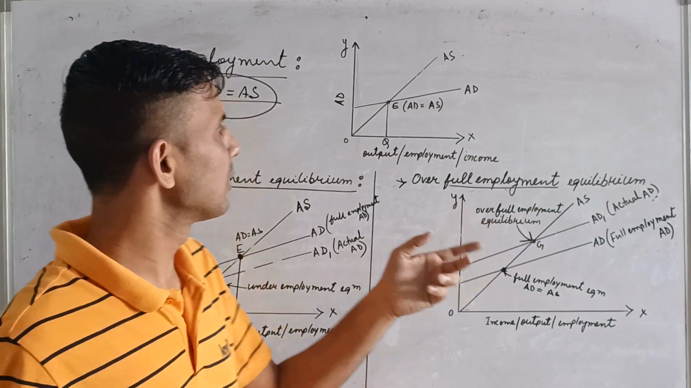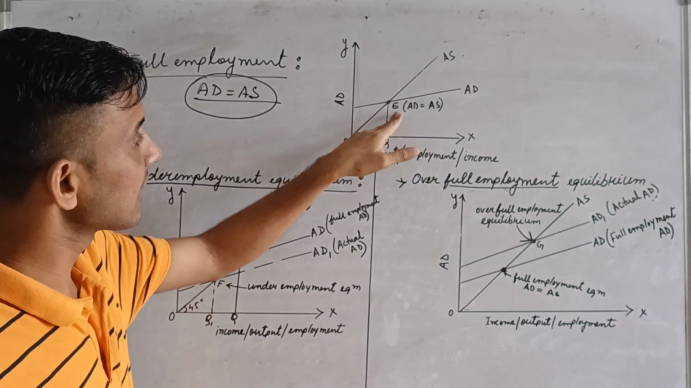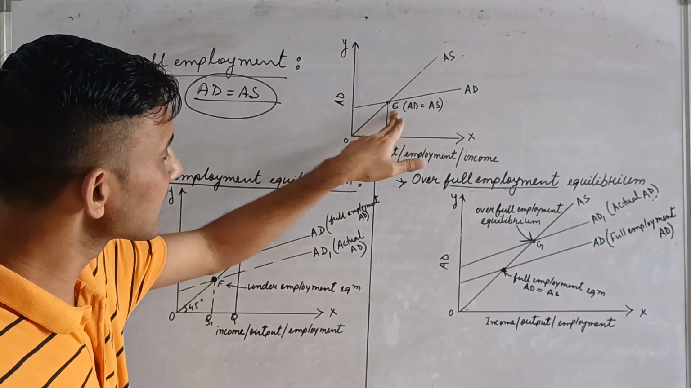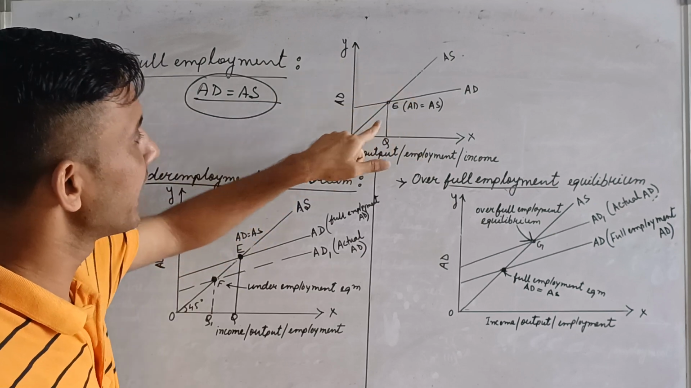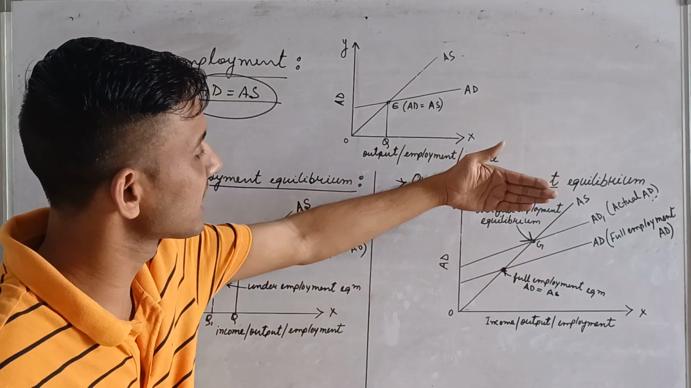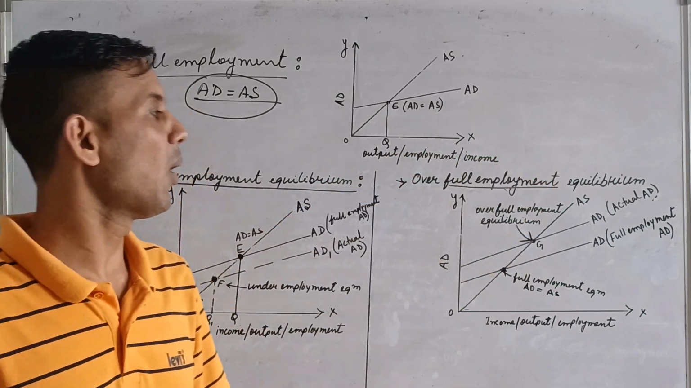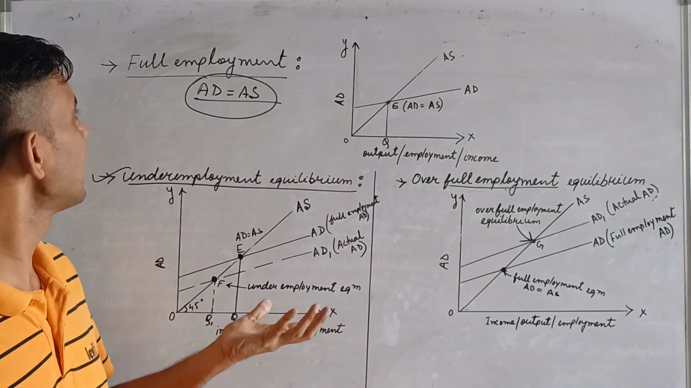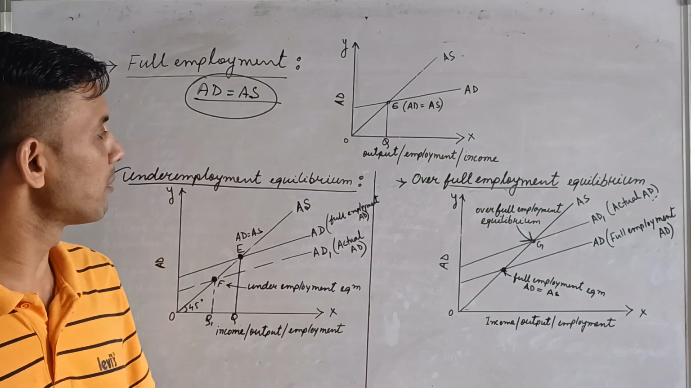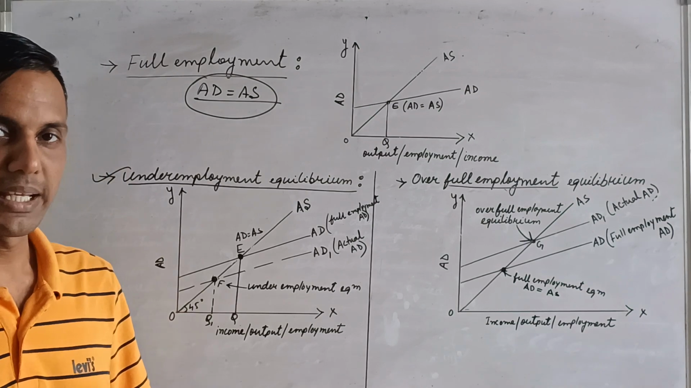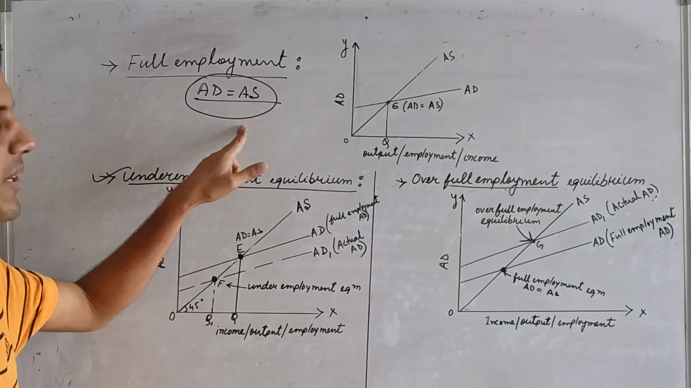So very simple. It means when the equilibrium point comes down, this is the underemployment. When this point goes up, this is called the over full employment equilibrium. So this is all about the full employment, underemployment and over full employment equilibrium. Okay, so clear, it's very simple.